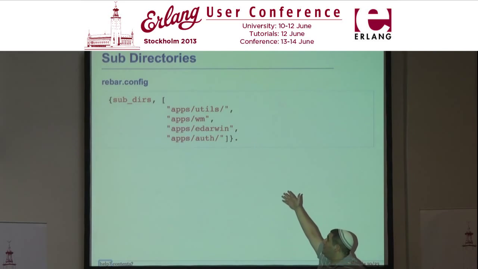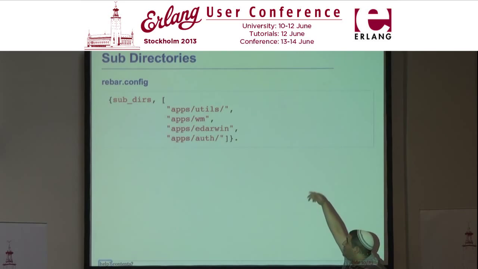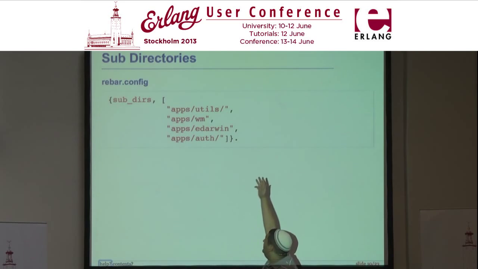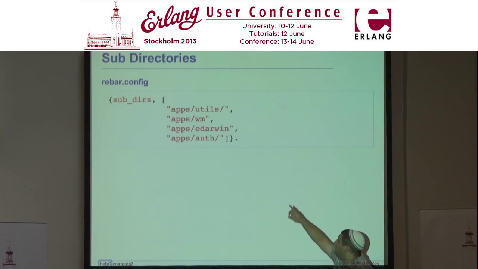So for example, here is something out of a project I'm working on now. My project has OTP apps. You can see they're called utils, WM, eDarwin, and auth that do something. It's actually clipped out of a larger file, but that's it. Now when I compile with rebar, it just goes into all those directories and compiles them automatically, and I don't have to worry about it. Very similar to make, but a little easier to set up.